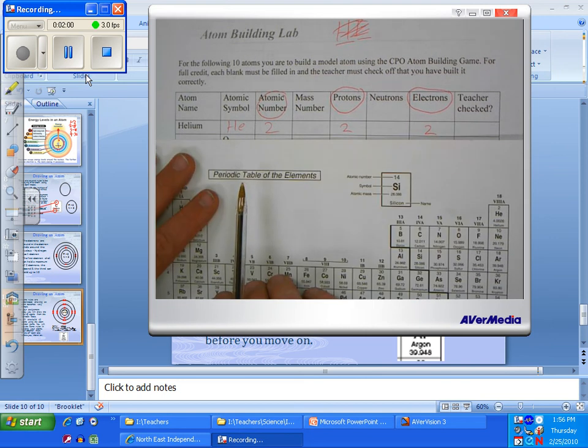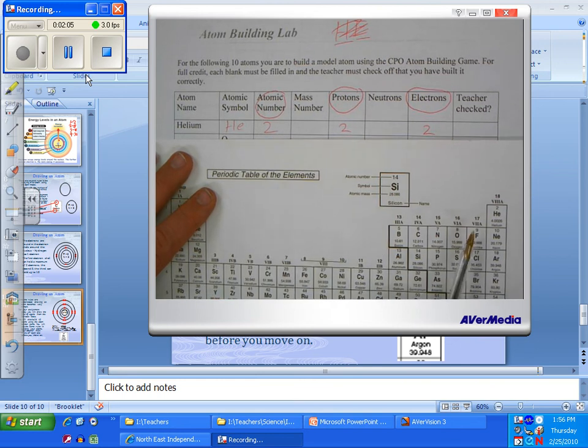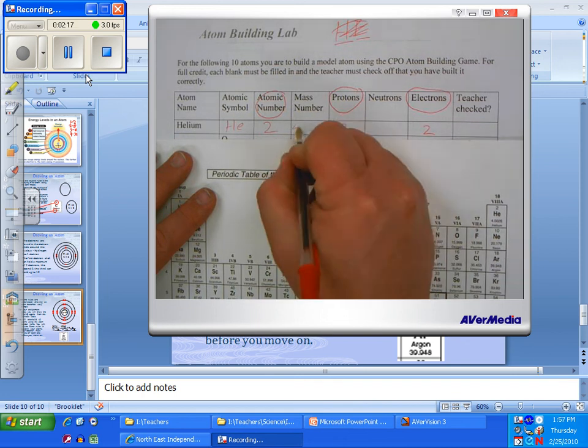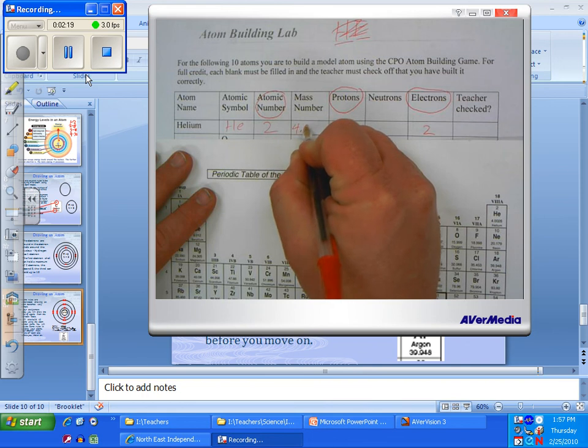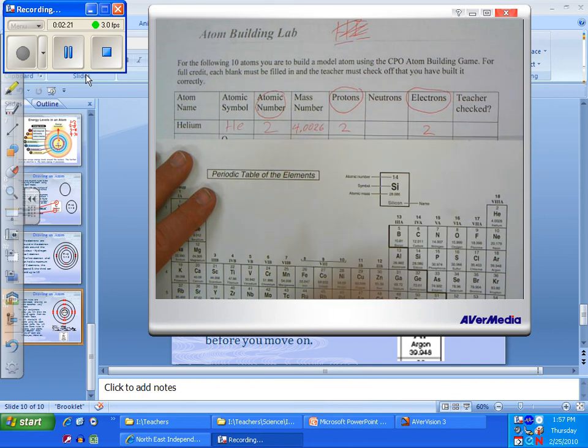So we're not doing mass number? I'm getting to it. That's next. Now, mass number. Looking on the periodic table, the mass number is always the bottom one. So on helium, the mass number is? 4. Not just 4. Tell me all of it. 4.00. 4.0026.